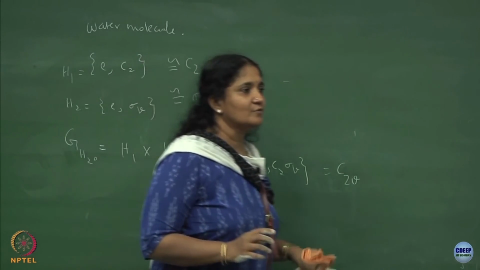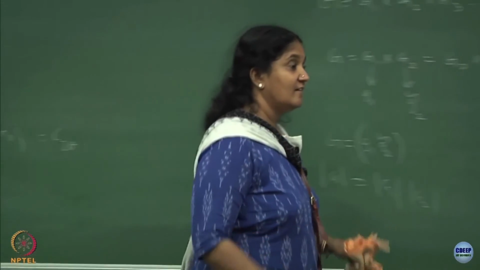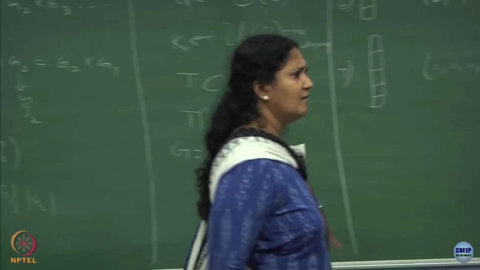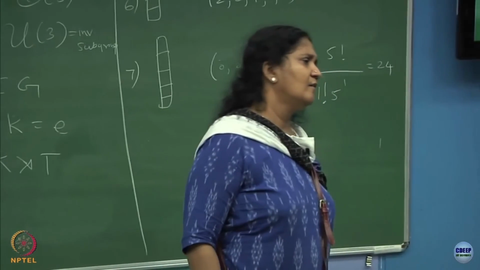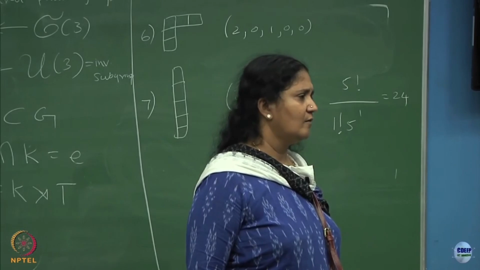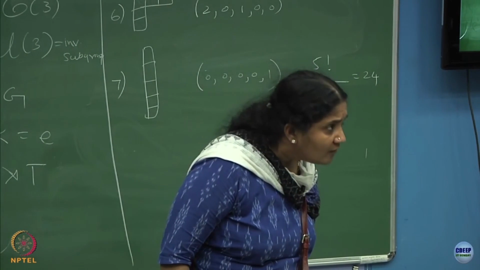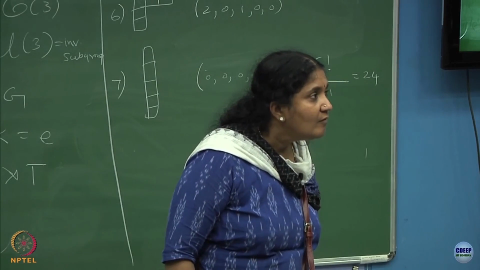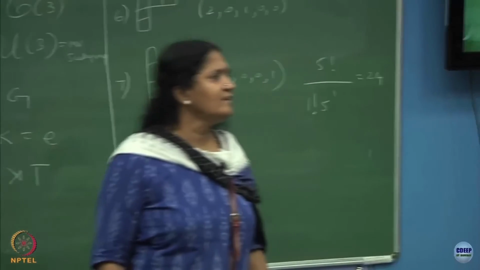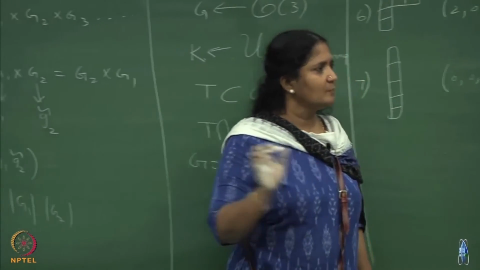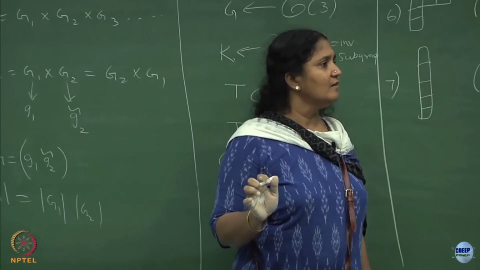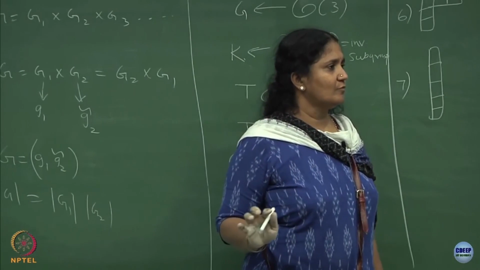Yeah, what is your confusion? It can be interpreted as sigma V, sigma. I am not interpreting it, I am only saying that there are 4 distinct symmetry operations which you can do on a water molecule.